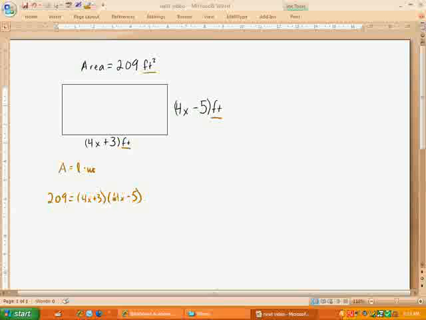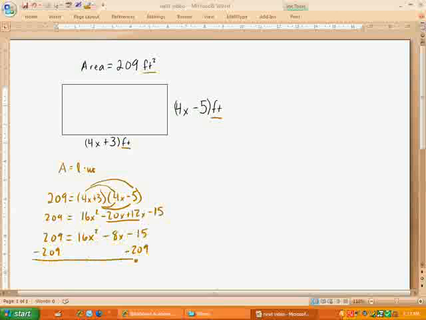Now, I know that I've got to FOIL this first because I've got to get all the terms together, because regardless of whether I'm going to factor this or use the quadratic formula, I need everything on the same side. So I'm going to go ahead and FOIL first. That'll be 16x squared outside, so minus 20x inside, plus 12x, and then last, minus 15. Now I'm going to combine the like terms so that I end up with 209 is equal to 16x squared minus 8x minus 15.